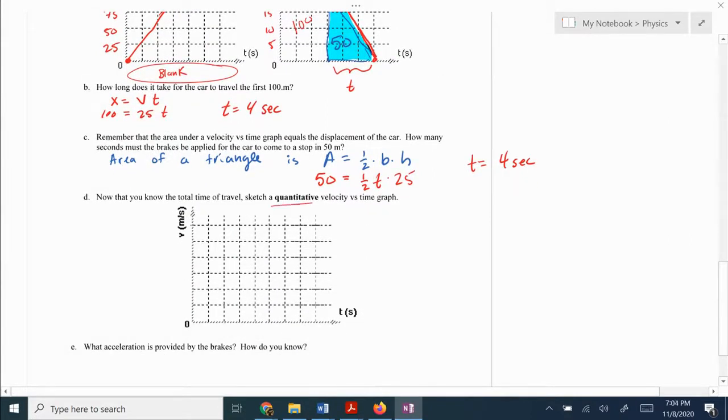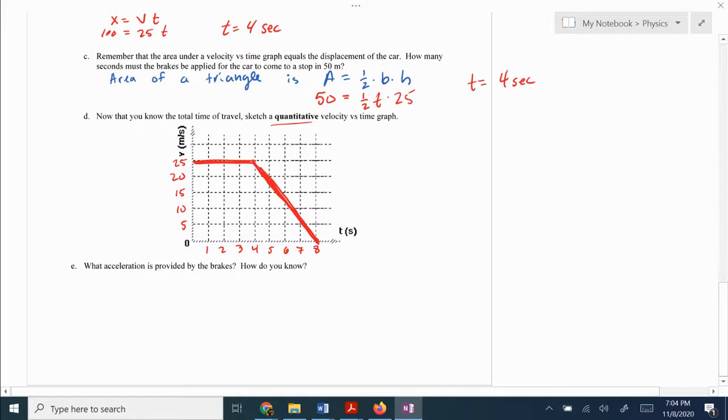Now it says a quantitative graph, which just means with numbers. So that means 5, 10, 15, 20, 25, and 1, 2, 3, 4, 5, 6, 7, 8. Horizontal for 4 seconds, and then 4 more seconds to come to rest. So it looks like that.